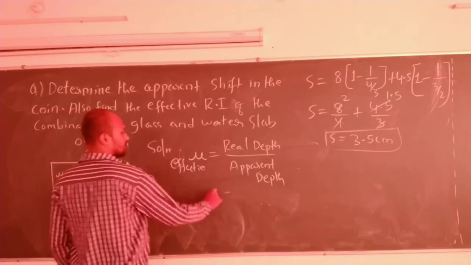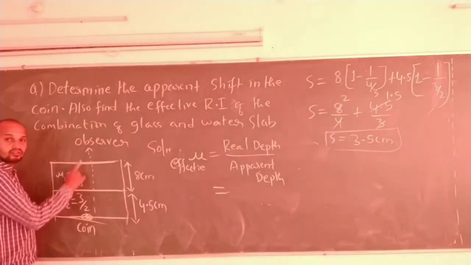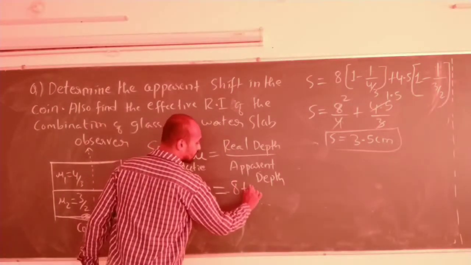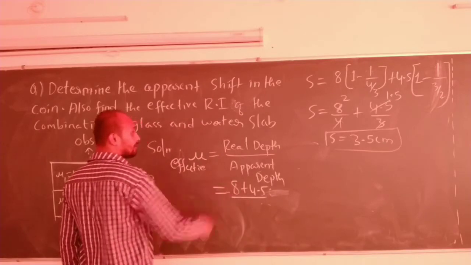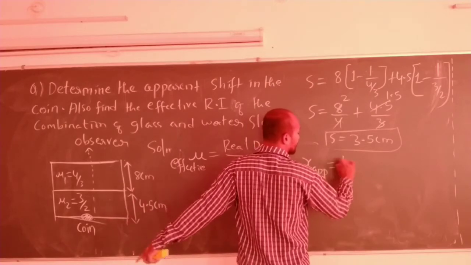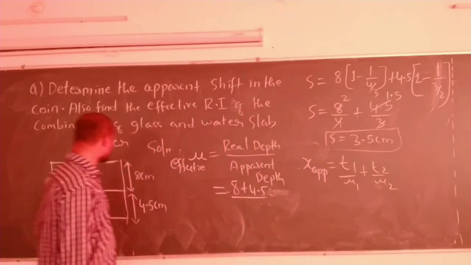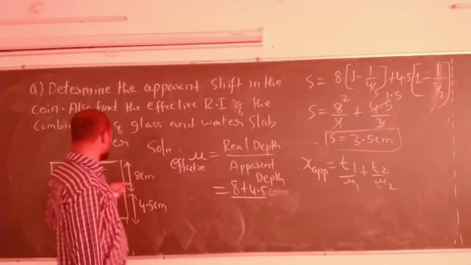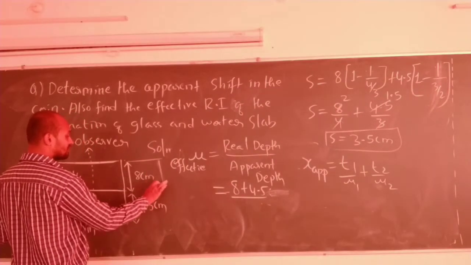Correct now? So here, what is real depth? From this surface, the object coin is here. So this will be the real depth from this surface to this. Real depth is 8 plus 4.5 centimeters. What is apparent depth? Let us calculate it. Apparent depth is given by T1 divided by mu1 plus T2 divided by mu2. Or there is another way of calculation. You just need to know the apparent depth. This real depth, this is the depth, how much? Shift is 3.5 cm.